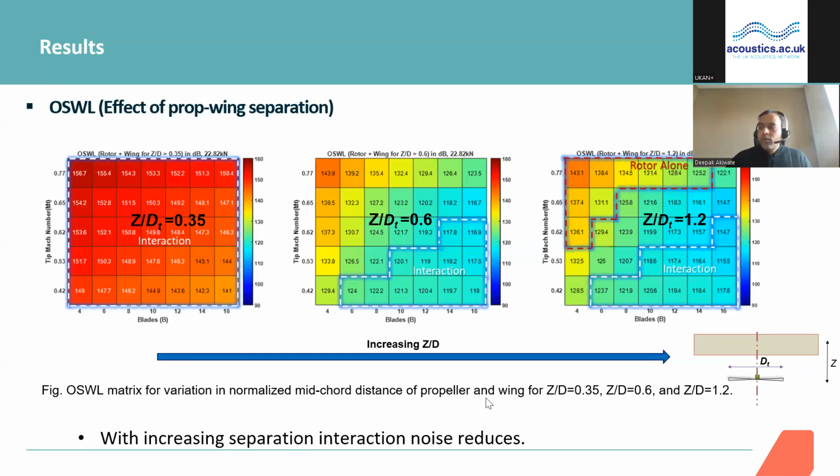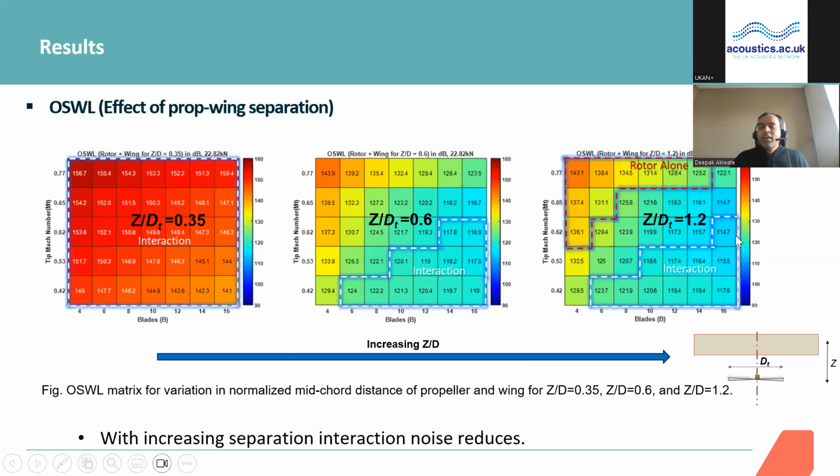Apart from that, we tried to look at the effect of separation distance between the propeller and the wing, and we took an idealistic separation distance of Z by D of 0.35, where D is the diameter of the propeller and Z is the separation distance between the wing and the propeller. When you are very close to the wing, the entire test matrix is dominated by the interaction noise source, but when you increase the distance between the propeller and wing, the interaction noise sources reduce, which makes sense.